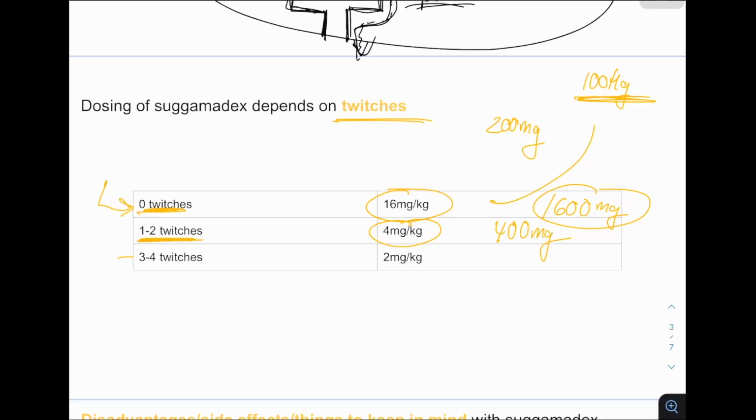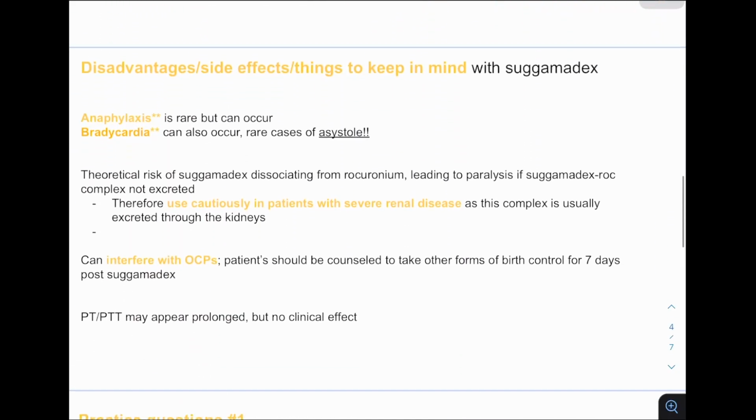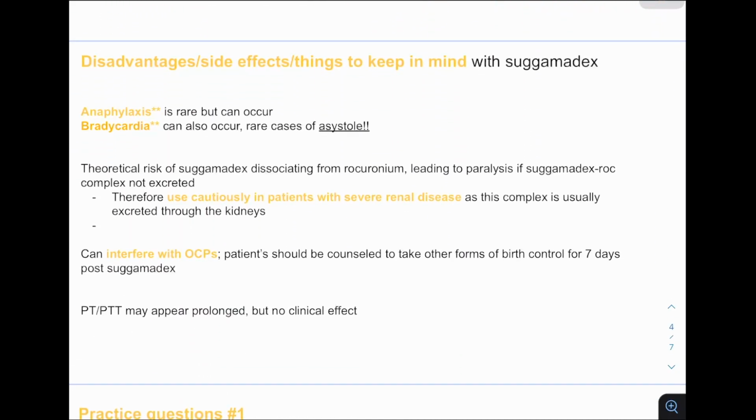And then lastly, if you have pretty good recovery, 3 to 4 twitches, you only need to give 2 milligrams per kilogram. And again, in this example, if your patient is 100 kilograms, you would only need to give 200 milligrams of Sugammadex. Now, Sugammadex is great, but what are some disadvantages or side effects, things that you need to keep in mind when using Sugammadex?